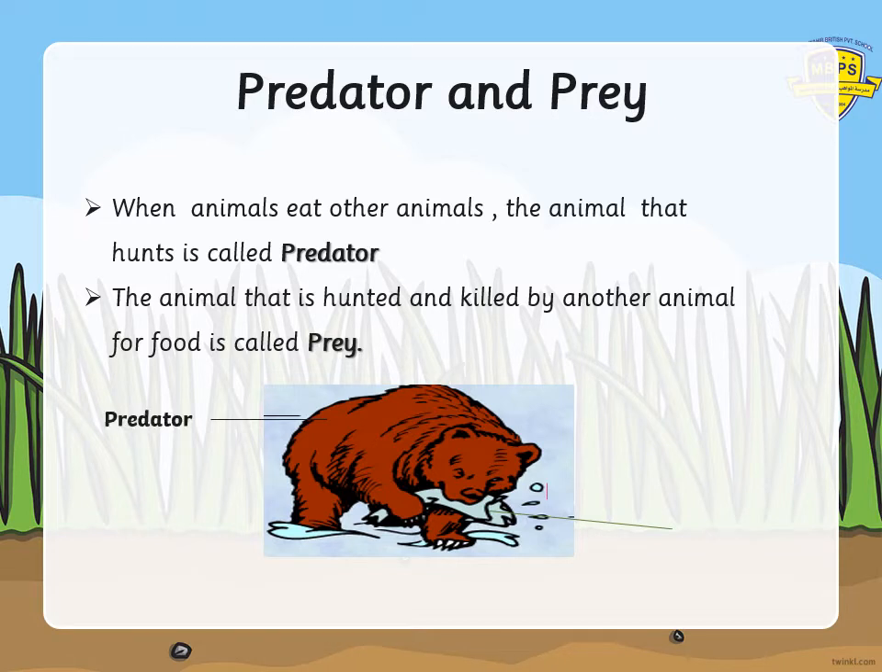The bear is a predator. It's eating a fish. That is a prey. The animal that is hunted and killed by the other animal for food is called a prey. There are many predators and prey in the same food chain also.